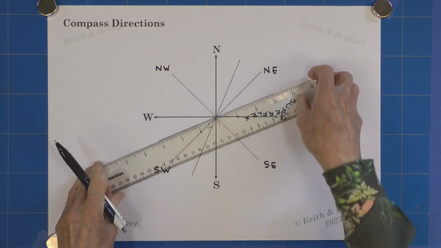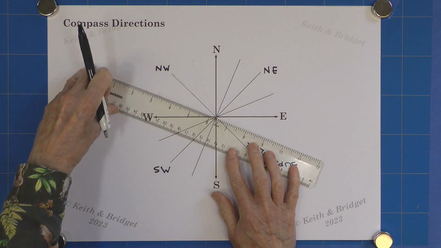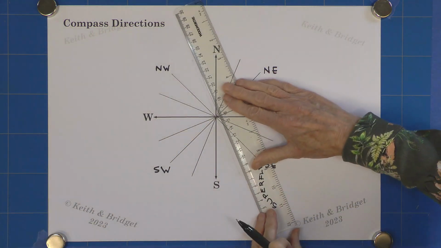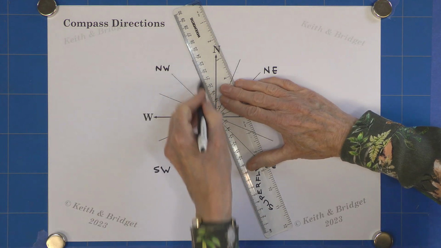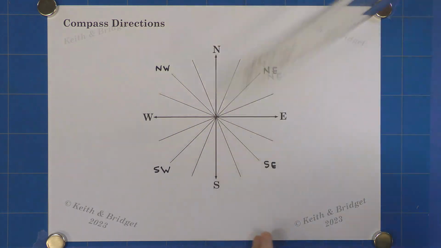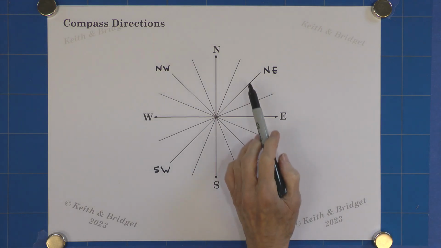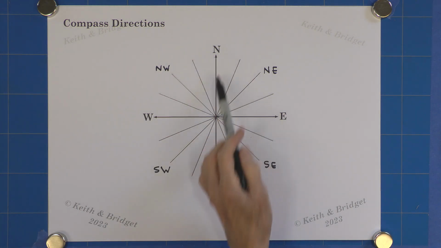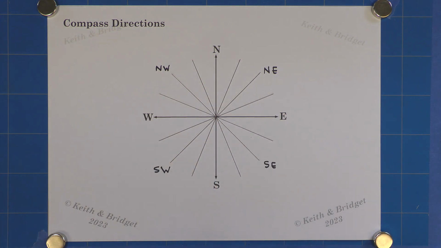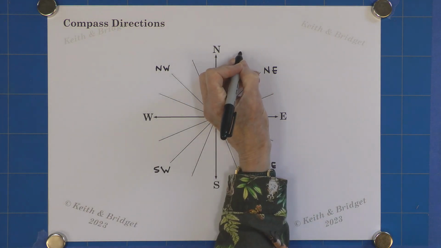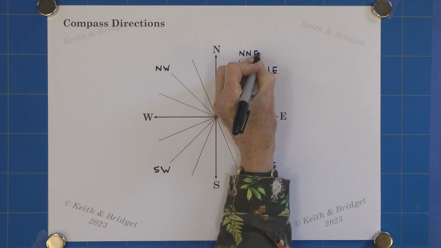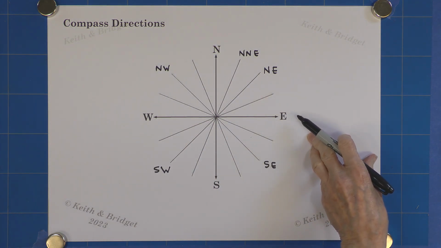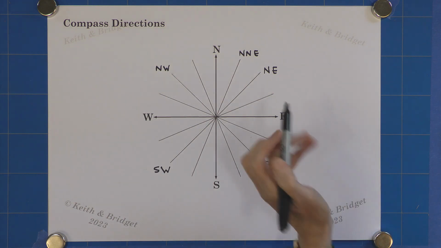So these are all equally spaced around the compass. We've got northeast and north, so the point between them, north takes precedence, so that one will be north-northeast. And then the one this side, east is going to take precedence, so it's east-northeast.